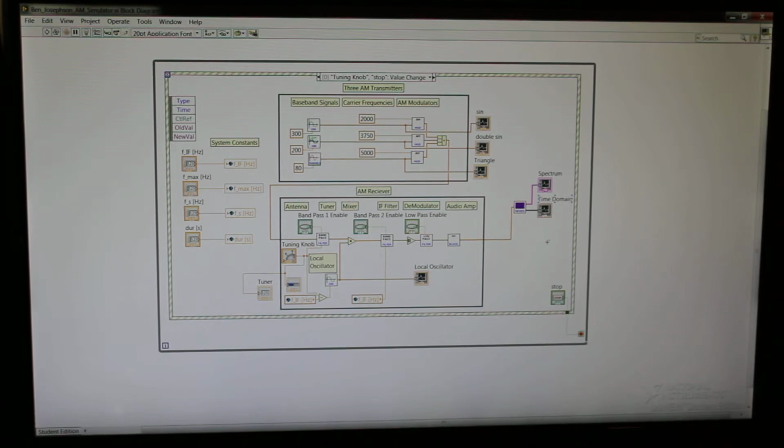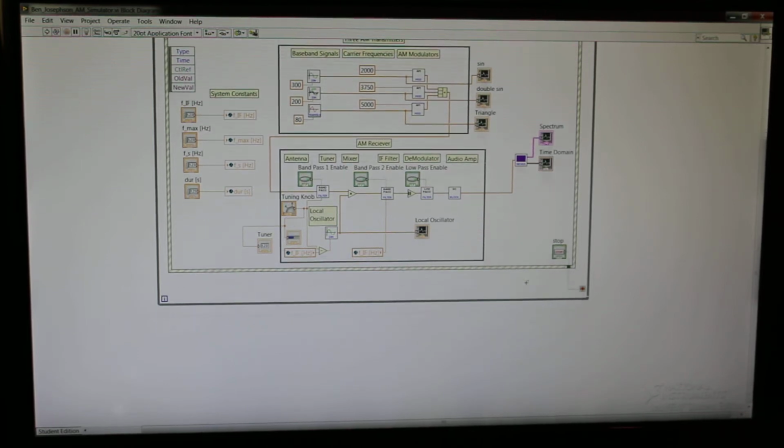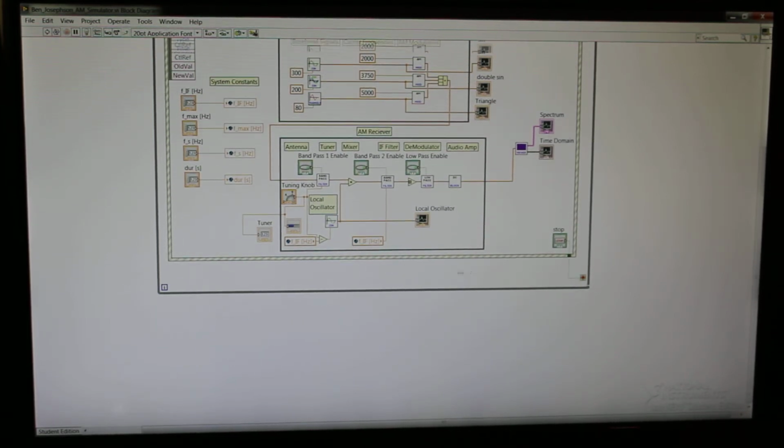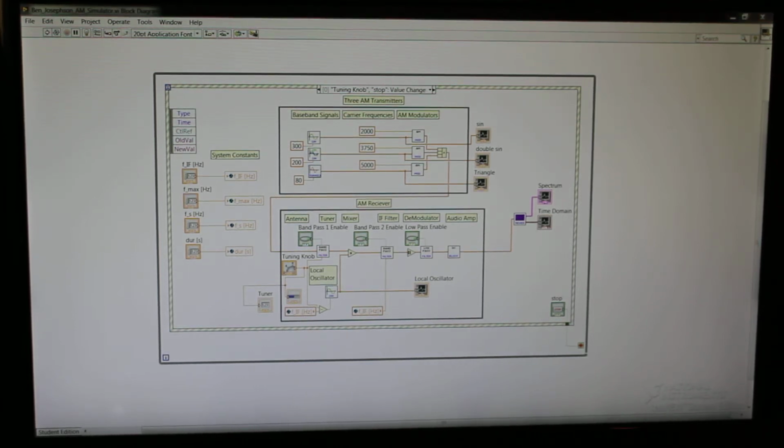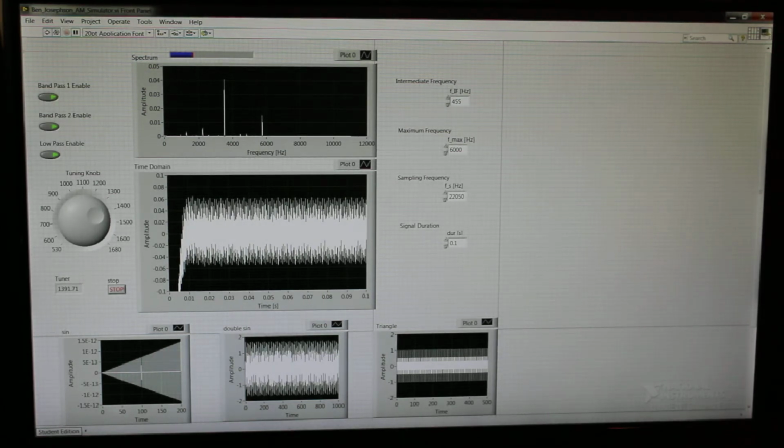So this works similar to the VI that we used for the modulation itself, but instead of using express VIs built in LabVIEW, we simply created our own. This is all enclosed in an event structure so that by adjusting the tuning knob, you initiate the VI to run. So I will bring up the VI itself, and here you can see it takes a little bit to tune this, so I've pre-tuned it.